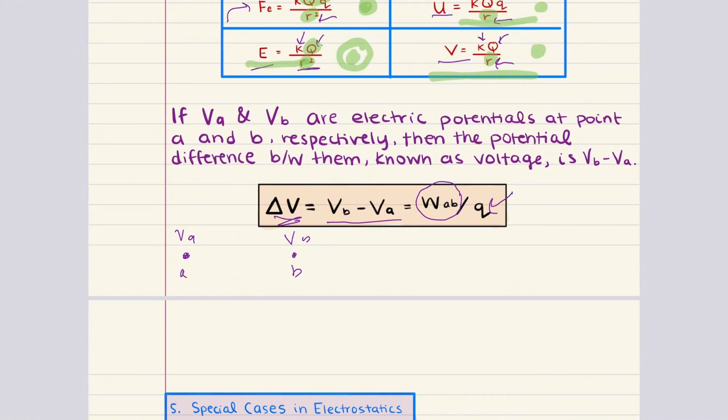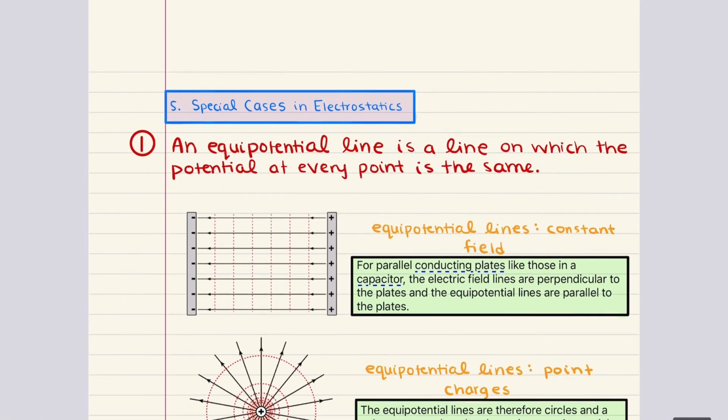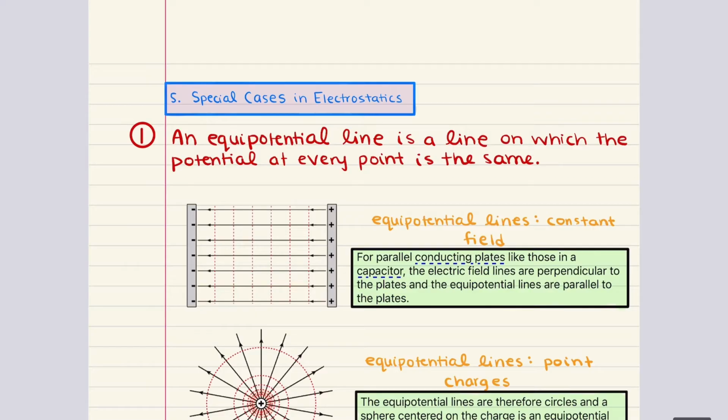To summarize, electric potential is a measure of how much electric potential energy exists per unit charge in a particular region of space. It's closely related to electric potential energy, but it focuses on the charge's environment rather than the specific amount of energy in the system. And with that, we can move into our fifth objective. This is going to involve special cases in electrostatics.